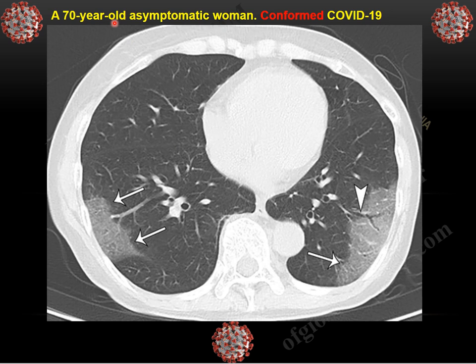This patient is an example of confirmed COVID-19 infection: a 70-year-old asymptomatic woman, showing subpleural ground glass opacity with interlobular septal thickening and bronchial wall thickening also. And this is a typical finding for COVID-19, as we'll discuss in CO-RADS.